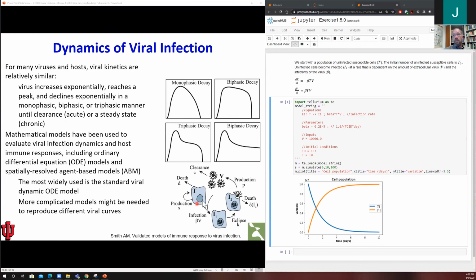Those cells can be infected by the virus, becoming early infected cells. Those are cells that have virus, which is beginning to replicate inside of them, but haven't yet released virus into the environment. Late infected I2 cells are infected cells that are actively releasing virus into the environment. Those cells can die from the production of virus and from other means. The virus itself will decay in the environment and also potentially be scavenged. We heard about phagocytosis. It can be bound by antibodies. In many ways, the virus can be cleared. So that's the basic concept.